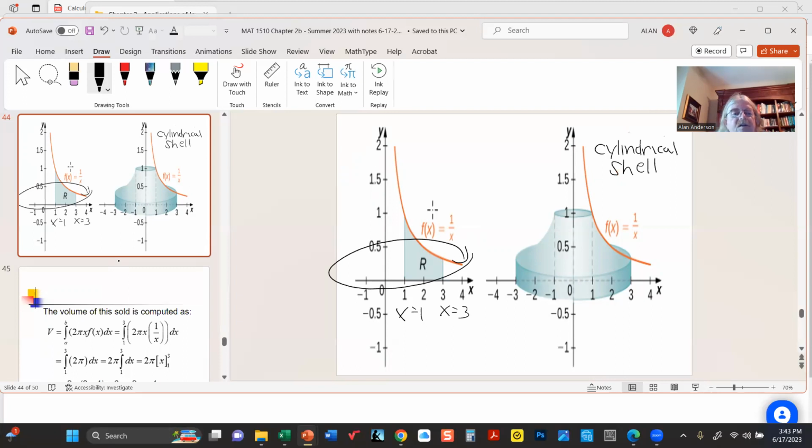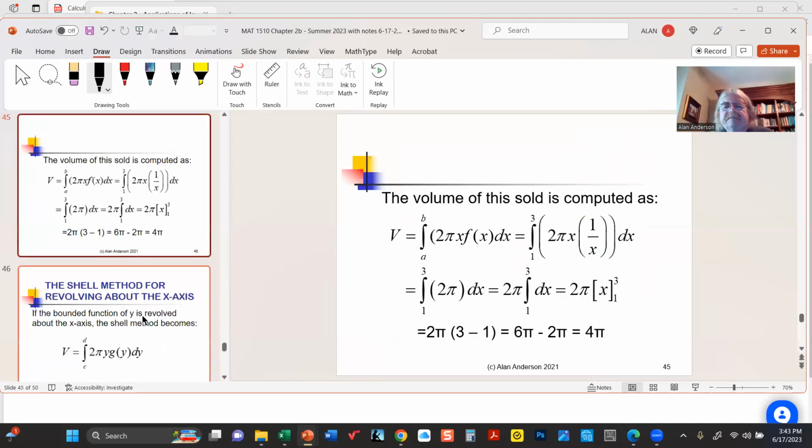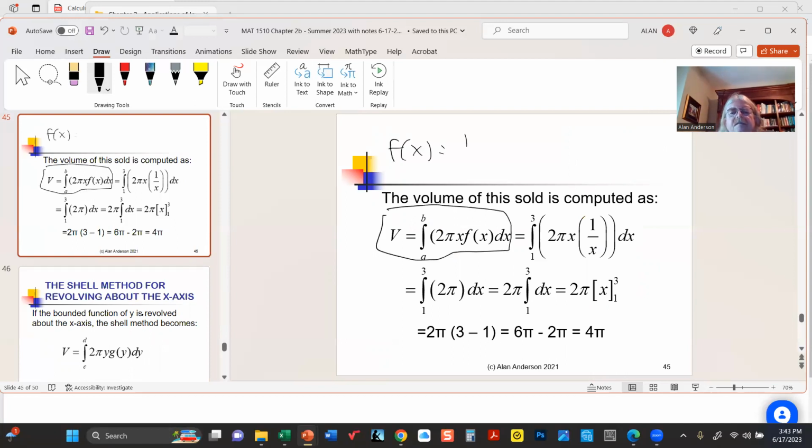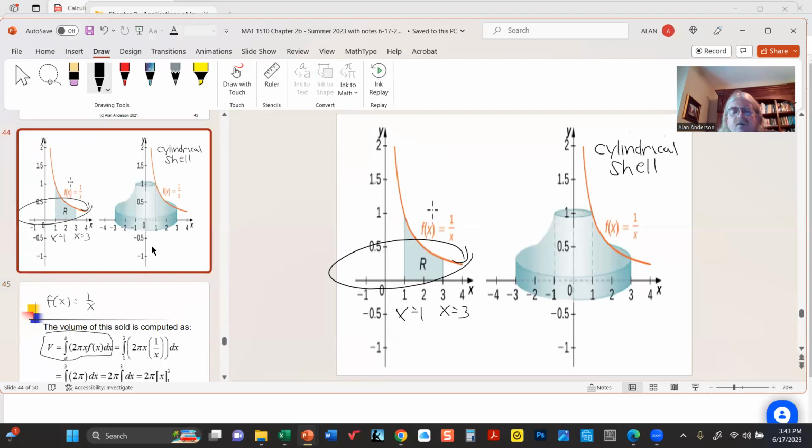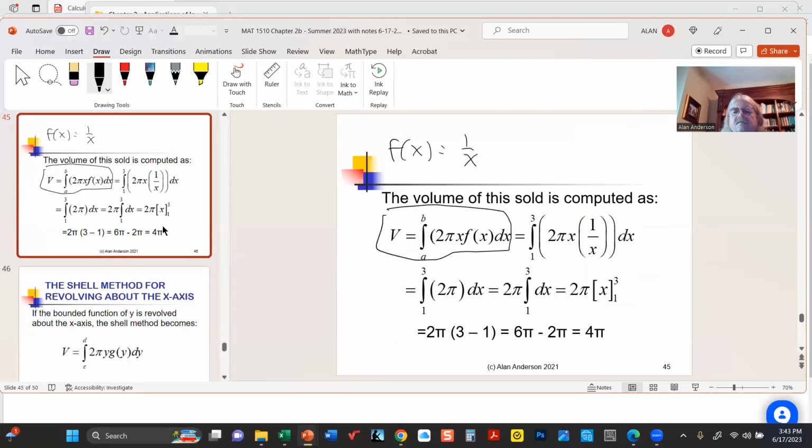Okay, so based on the formula I just showed you a minute ago, let's figure it out. All right, so this is the basic formula. So we call f of x in this case 1 over x. We wanted to know the volume between 1 and 3. So we have the integral from 1 to 3 of 2 pi x times 1 over x dx. Now look how nicely that turned out. These cancel out. So you've got the integral from 1 to 3 of 2 pi dx.